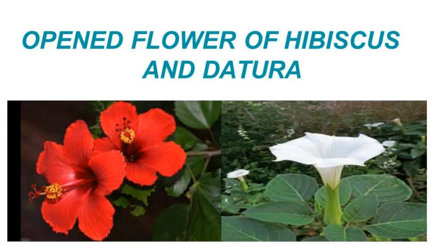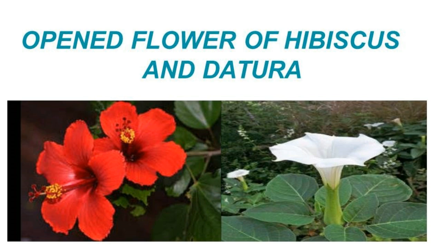Now we are going to see the open flower of hibiscus and Datura. In the open flower, hibiscus has brightly colored petals. The Datura flower has white petals. In this picture also you can see that hibiscus is bright red in color and Datura is white in color. In the dissected hibiscus flower, there are expanded petals and an expanded tube with the yellow lobes, the anther. In the dissected Datura flower, there are expanded petals and expanded yellow knobs, the anther.